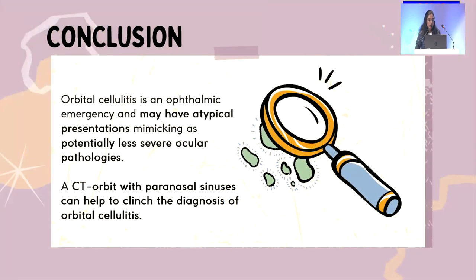So the conclusion is that orbital cellulitis is an ophthalmic emergency. It may present with atypical presentations that mimic potentially less severe ocular pathologies. So a CT orbit with paranasal sinuses can help to clinch the diagnosis of orbital cellulitis in such situations.